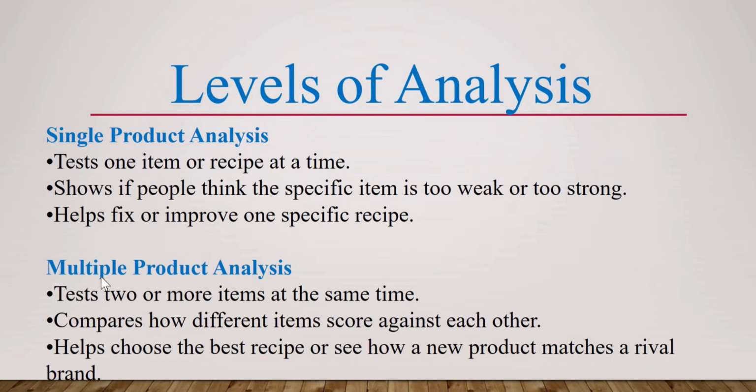Now these 2 items could be the same item from different brands, or they could be different items which you have to test against certain attributes. It helps to compare how different items score against each other and helps to choose the best recipe or see how a new product matches a rival brand. So these are the 2 levels of analysis. In this demonstration, I'll show you how to do single product analysis in Jamovi.